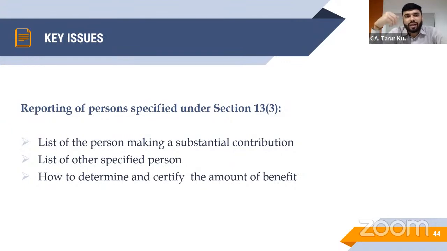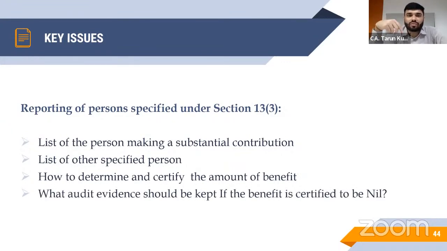So how will the auditor get this list, how will he rely on these documents, and how does it have to be verified whether any benefit has been passed or not? And among this list, if a person is a significant contributor, that is, if he has made a donation of more than 50,000, how do those details have to be reported? Not only that significant contributor, the relatives of those significant contributors also have to be reported.